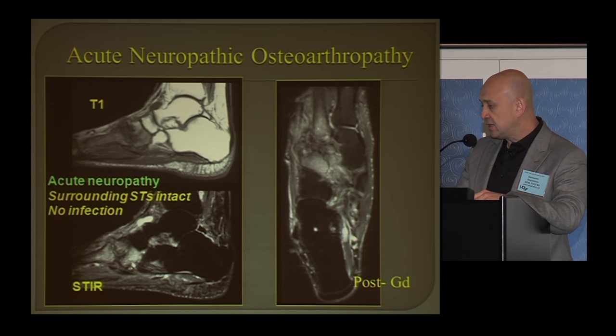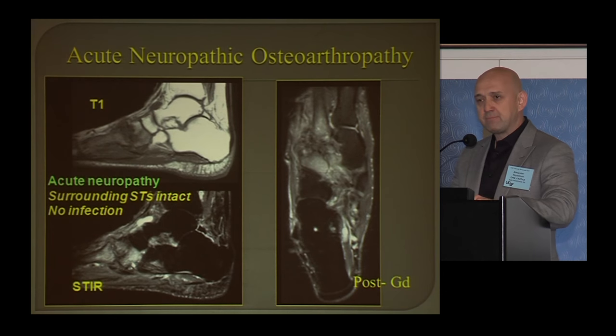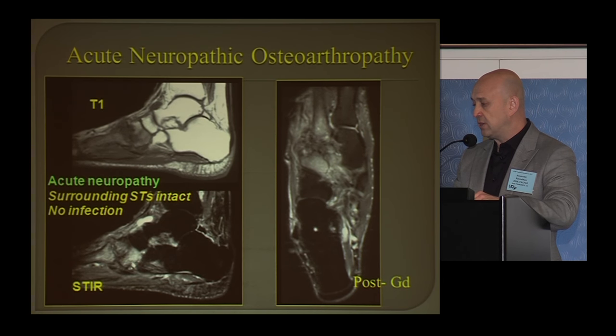A quick slide or two on Charcot. Here's a Charcot foot, and this is normal. This is what normal bone should look like on a T1 weighted image. If you look at this tarsal metatarsal area, it has a low signal intensity.